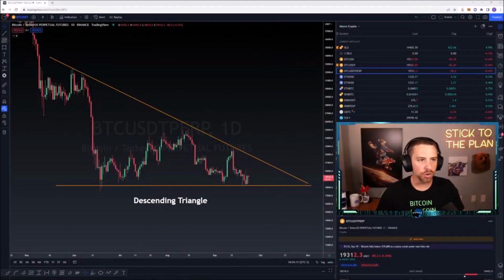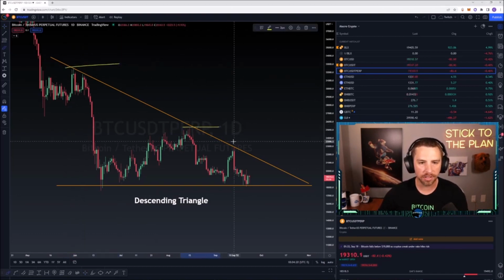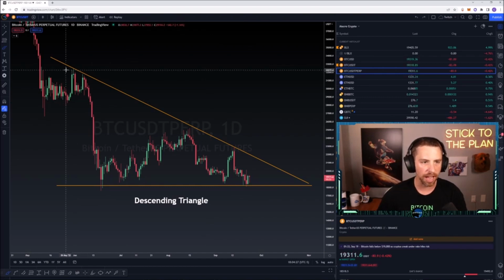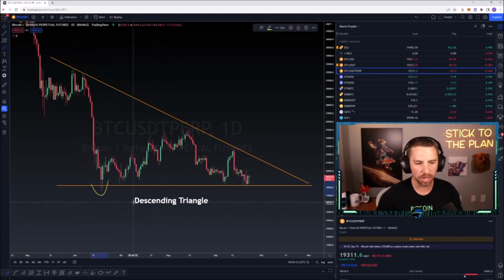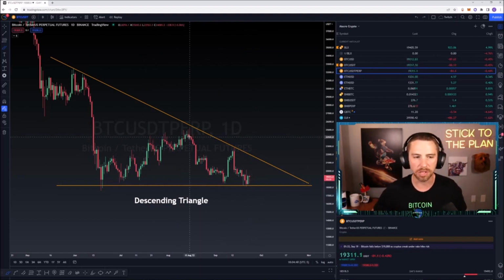Okay, descending triangle. This is a very easy setup to identify. You have a series of lower highs. You have a series of equal lows. You have multiple tests over a significant amount of time. You can see this pattern arguably kicked off if you start there in early June, or if you want to start with the lower touch, it's mid-June. So June all the way into late September. That's plenty of time for a medium time frame consolidation pattern.